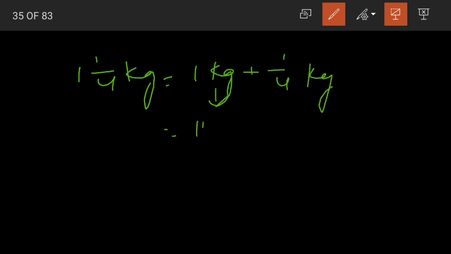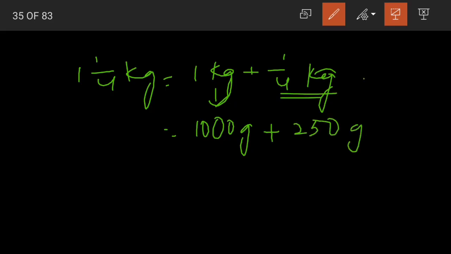1 1 by 4 kg. This again is written as 1 kg plus 1 by 4 kg. So we already know 1 kg is equal to 1000 grams plus what is 1 by 4 kg? In the previous example, we multiplied 1 by 4 also by 1000. But instead of doing that, we already know that 1 by 4th of a kg is equal to 250 grams. Yes, right children? So we can write it directly as well.